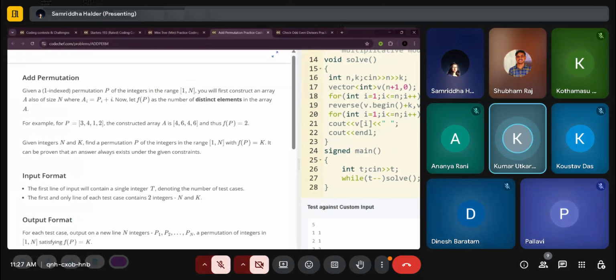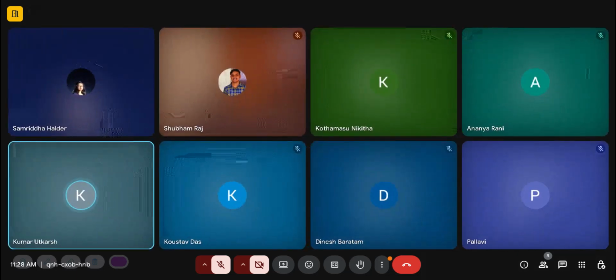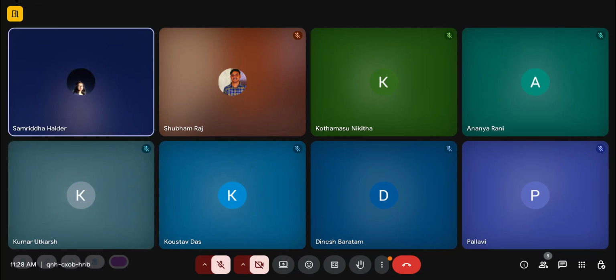My approach was also the same. First we'll print 1 till k minus 1, so that there will be k minus 1 unique numbers, and then we will print n till k, so that there will be only a single unique number. So k minus 1 plus 1 will be k unique numbers. Okay, got it. Good. So we'll discuss this for those who could not do it.